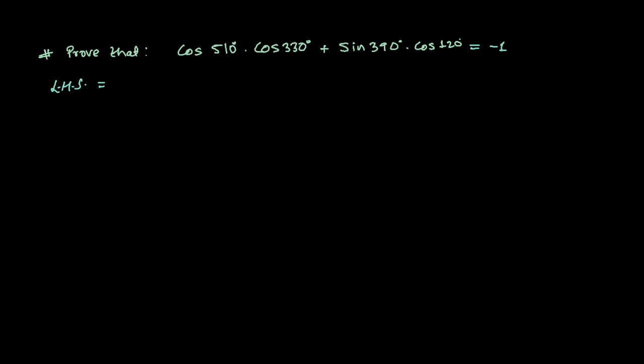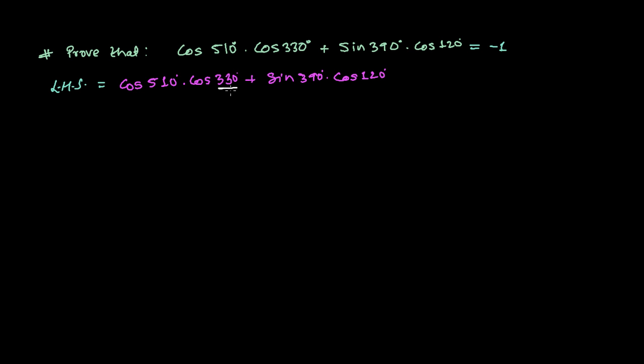Our left hand side is cosine of 510 times cosine of 330 degree plus sine of 390 degree times cosine of 120 degree. All right, this is our left hand side, and we don't know the value of cosine of 510. I know only up to 90. All right, but I know the trick how to find this.